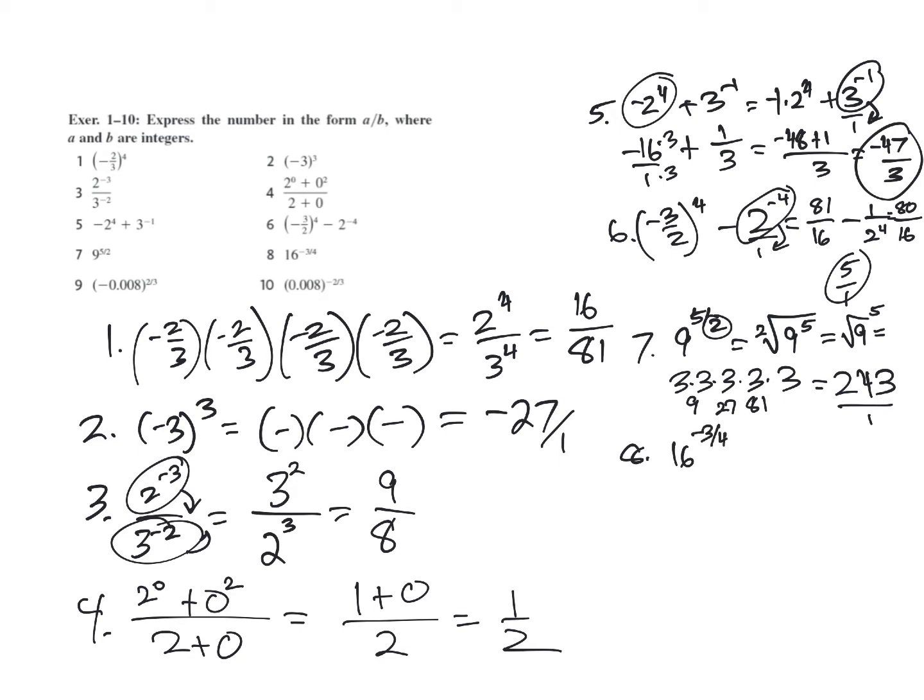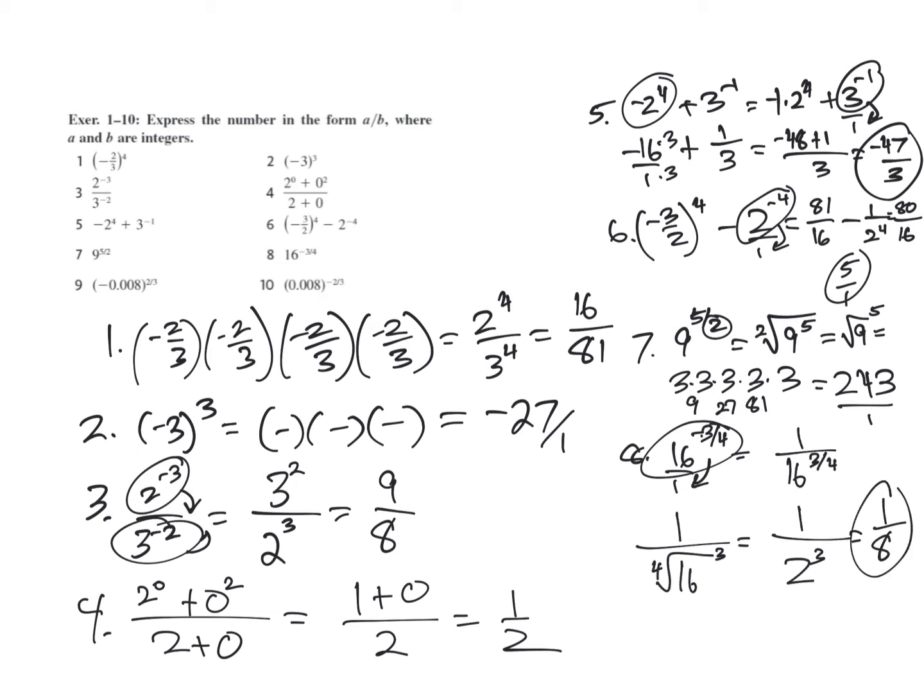And again, you have a negative exponent, so we're going to move this to the bottom, the denominator: 1 over 16 to the positive 3/4. And again, the denominator of the fractional exponent is the root. You can either cube 16 or cube the answer, and it helps to know what the 4th root of 16 is. The 4th root of 16 is 2. So now you have 1 over 2 cubed, and that is 1 over 8. That's the answer. All right, so let's get rid of all this stuff and do number 9 and 10.